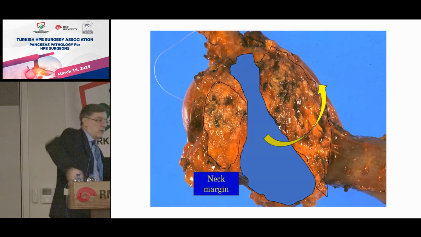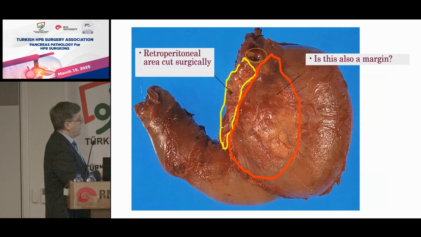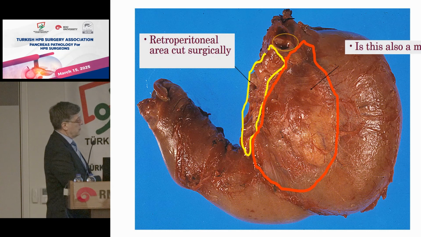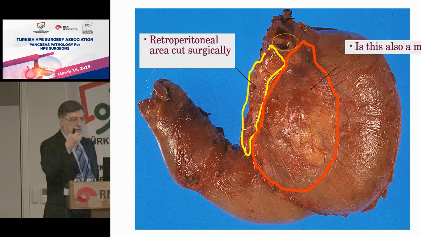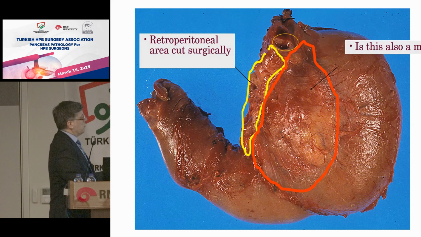Now let's turn and look at it from the right lateral side. What we have in our specimens is this area. It's clearly serosa covered, the transition from the duodenal surface to the pancreatic head. This is all pancreatic head here. I think this is the vena cava facing this, right? So what do we do with this? Is this also a margin?